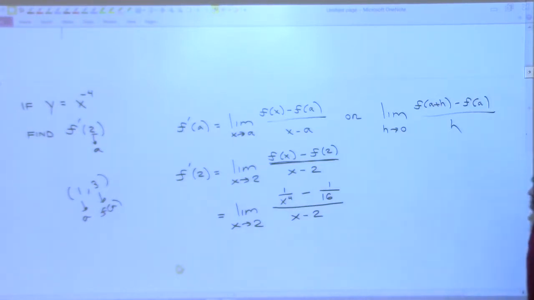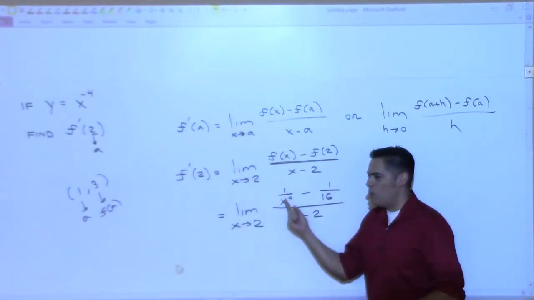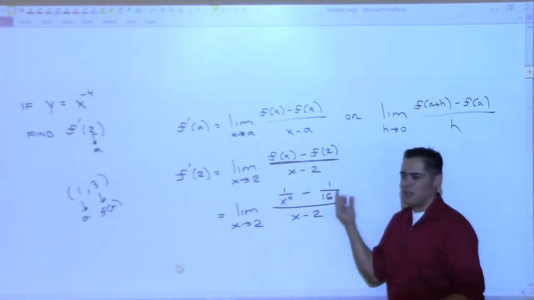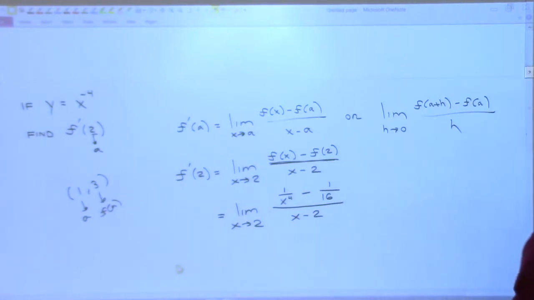All right. We clear on this? Sure? Now, if we checked real quick, as x goes to 2, this would become 1/16 minus 1/16, 0. 2 minus 2, 0. We have 0 over 0. Yeah, so how do we do this one?